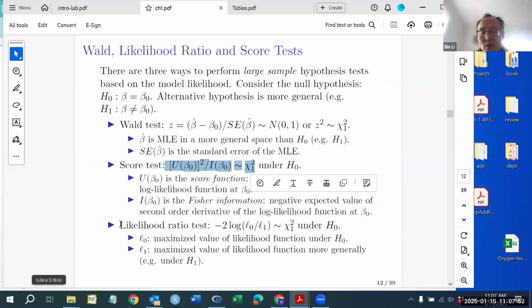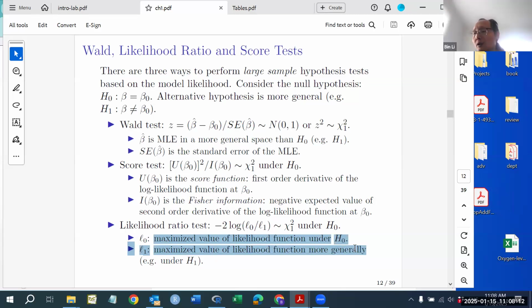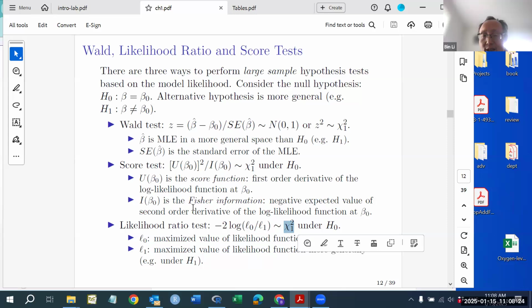And the third one is the likelihood ratio test, which is -2 times the log of the ratio of the maximum value of the likelihood function under the null and the maximum value of the likelihood function under the alternative. Under the null hypothesis, if the null hypothesis is true, this one also follows a chi-square with 1 degree of freedom. So you can see all 3 use different test statistics, but they all follow the chi-square with 1 degree of freedom.